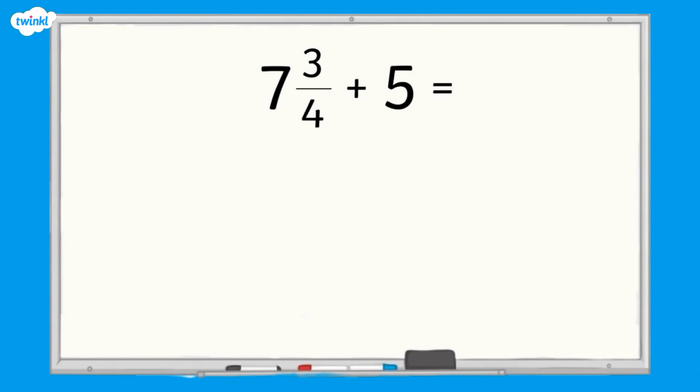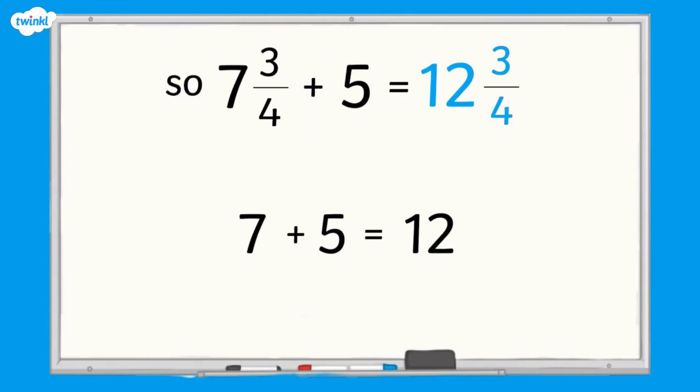adding to. If you are adding a whole number to your mixed number, you can just add it to the whole number part. So in 7 3/4 add 5, 5 is a whole number. So we add it to the whole number part 7. 7 add 5 equals 12. So 7 3/4 add 5 equals 12 3/4.